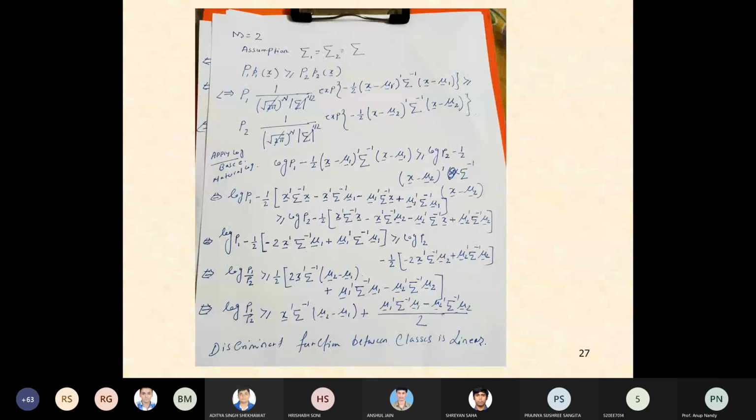Then if the values are the same, there is no difference. Distance is 0. If the values are different, then you will have distances. If the values are the same, there is no difference. Distance is 0. Then how are you going to distinguish it?